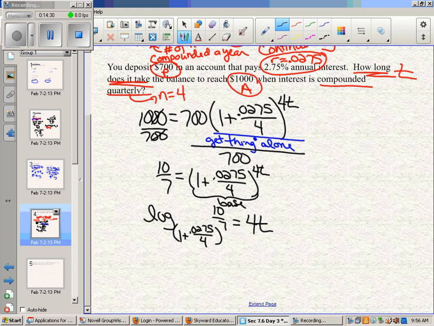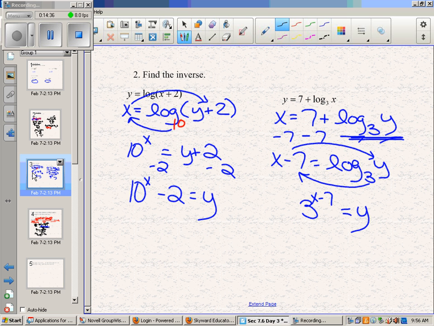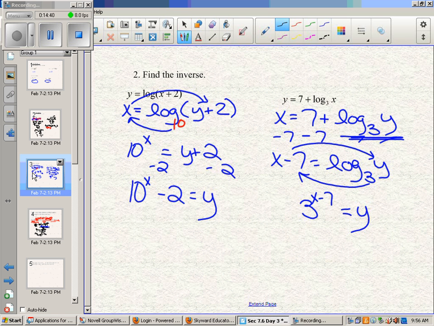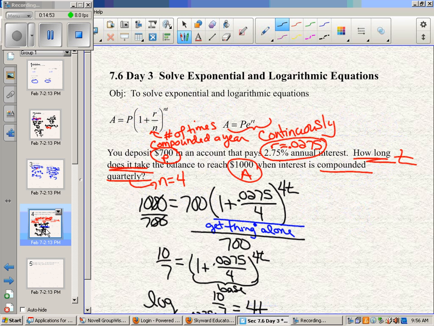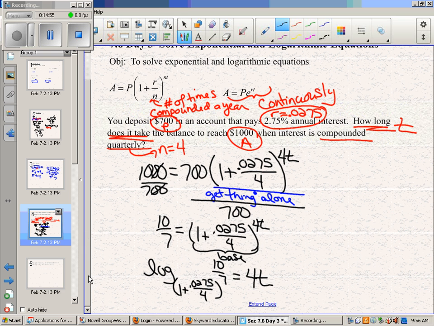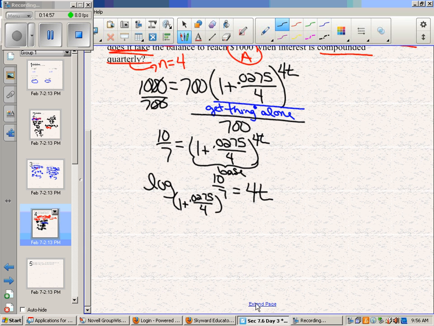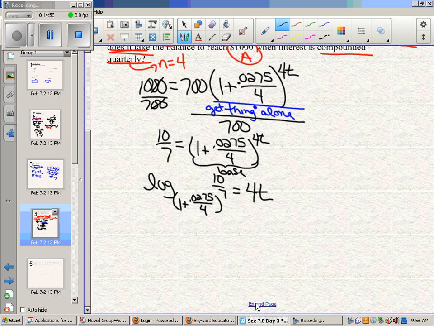Okay, so that's going back to your base power equals. Same thing we just did when we went 10 to the x equals y plus 2. So where do we get that from? 10 is my base. X is my power, goes on the other side of the equals. Whatever was next to it is your y plus 2. Okay, so we need to be able to solve for t.